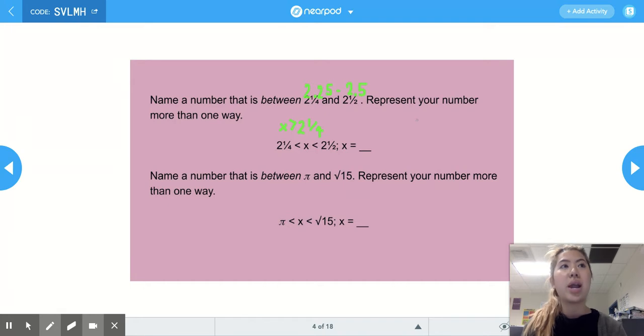So a number that I can think of off the top of my head is 2 and 1/3. And because we have to represent that in more than one way, the decimal form of that would be 2.333 and so on. And just to shorten that, I can just write a line on top of the 3 to show that that number is repeating. Another number in between 2.25 and 2.5 is 2 and 2/5.